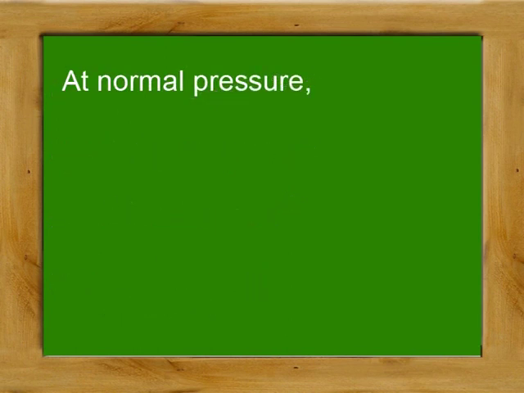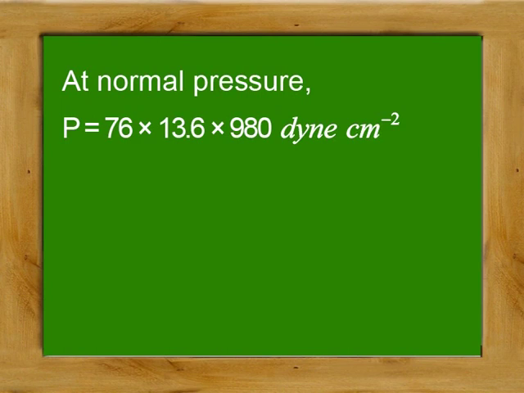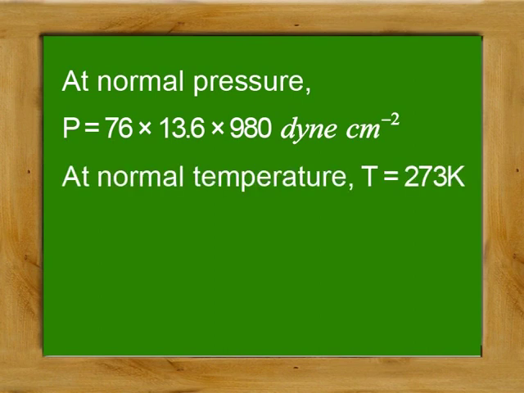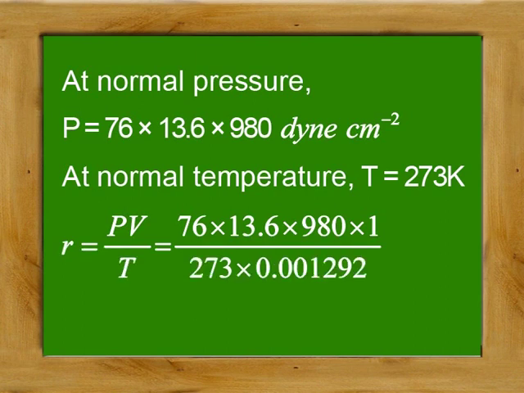At normal pressure, P is equal to 76 into 13.6 into 980 dyne per square centimeter. At normal temperature, T is equal to 273 Kelvin. Therefore, gas constant for 1 gram of a gas, small r, is equal to PV upon T.